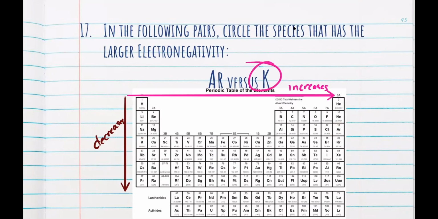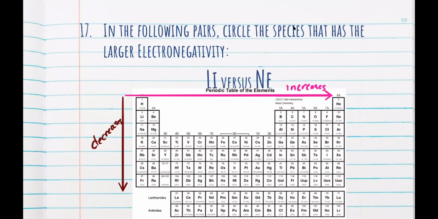Move on to our next one. Lithium and neon. Here we have lithium and neon. And even though neon is all the way to the right, it's still not going to have an electronegativity since it has a full octet. So in this case, lithium has a larger electronegativity. And that was our last one.